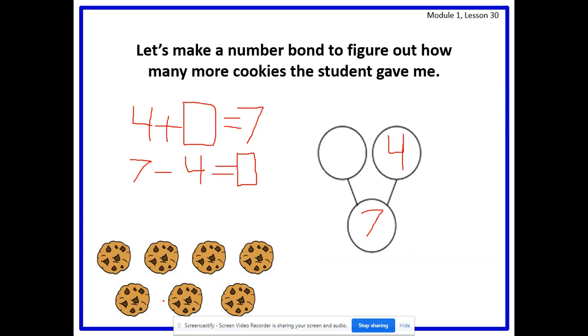So how many cookies did the student give me? Well, those are the cookies at the bottom. Let's count them. Get ready. 1, 2, 3. How many cookies? Get ready. Yes, 3. So let's go ahead and write it in our box and write it in our number bond.